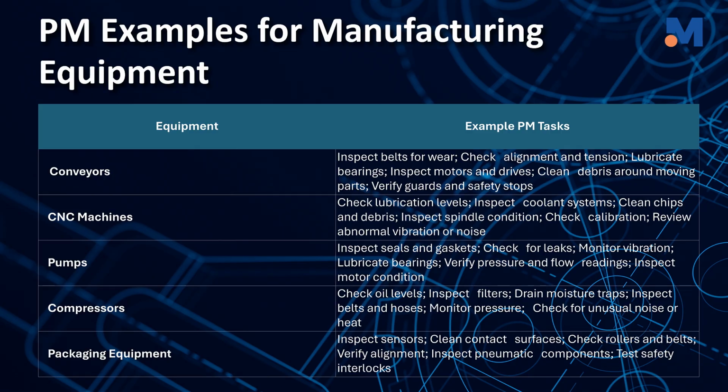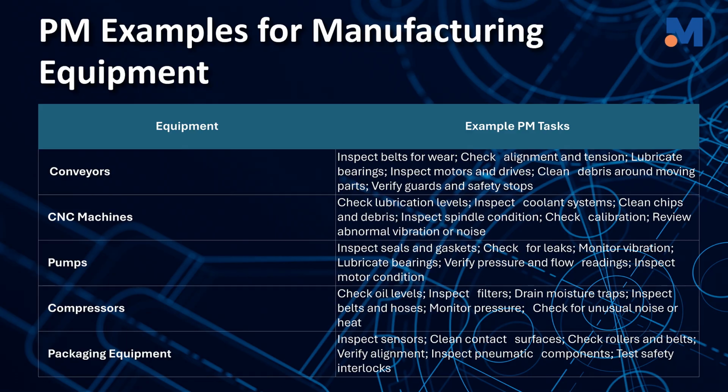For pumps, inspect seals and gaskets. Check for leaks. Monitor vibration. Lubricate bearings. Verify pressure and flow readings. Inspect motor condition. For compressors, check oil levels. Inspect filters. Drain moisture traps. Inspect belts and hoses. Monitor pressure. Check for unusual noise or heat.